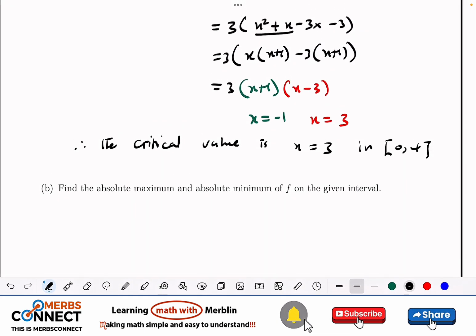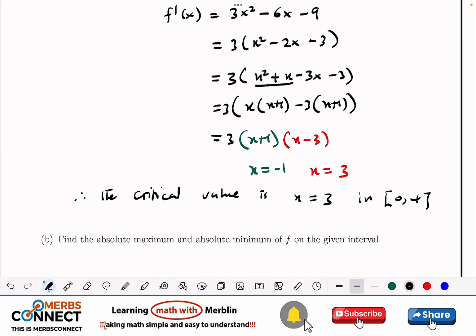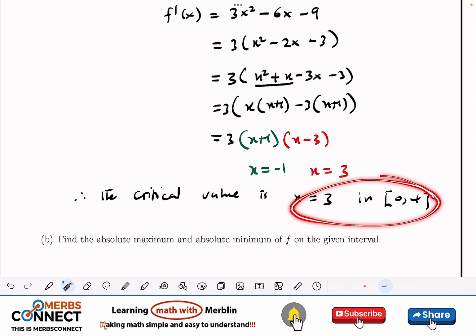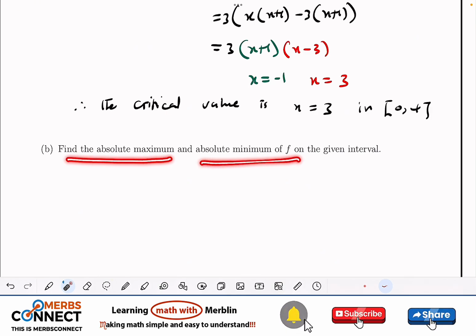Right. So that would be the first thing that we need to do: find the derivative, do the factorization, look for x values. When you are doing the factorization, you should be very careful, because if you get this one wrong, everything that follows is probably going to be wrong. Right. So now we want to find the absolute max and absolute minimum.